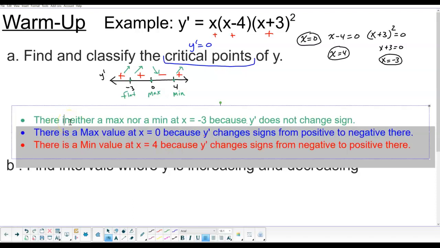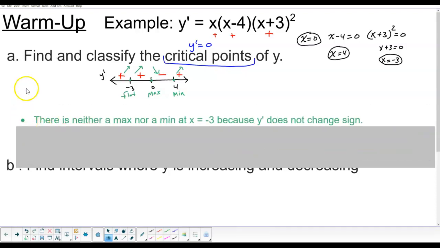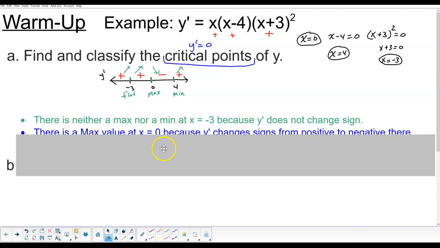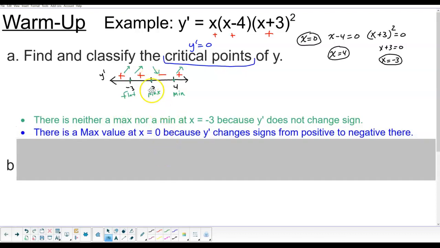There is neither a max nor a min at -3 because y prime does not change signs. So I'm justifying that there's a flat spot, or saying no max, no min. At x equals 0, there's a max value at x equals 0 because y prime changes signs from positive to negative there.